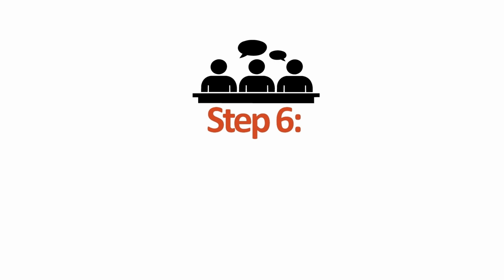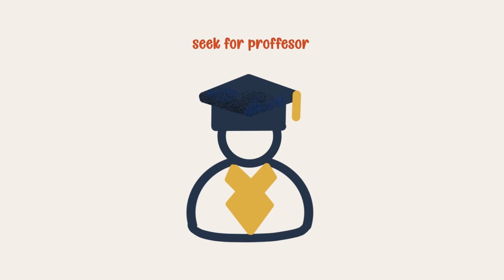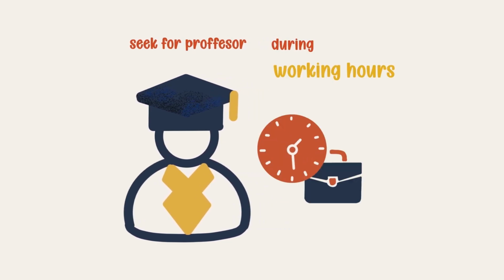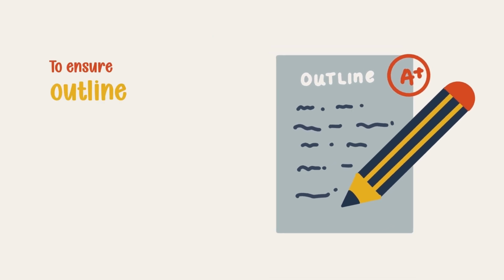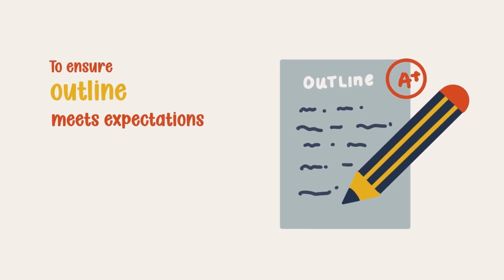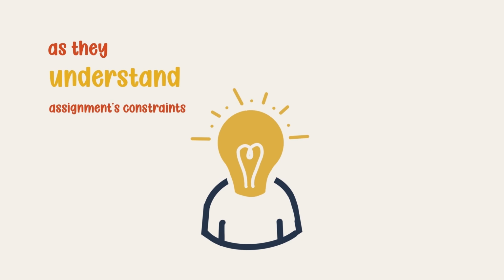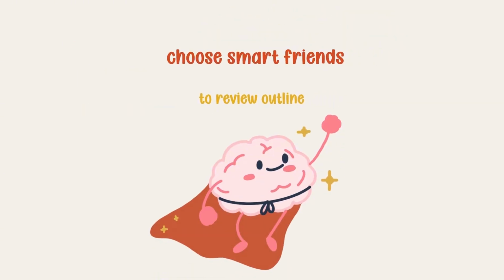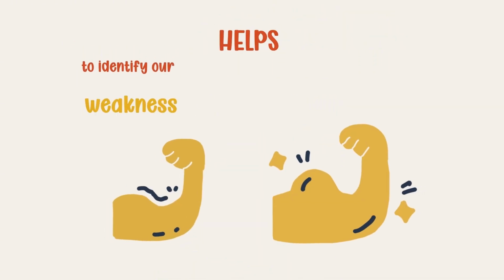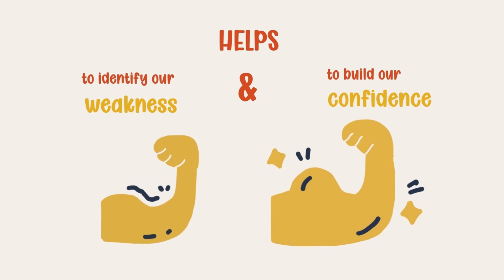Step 6. Consult an expert panel. Seek out your professor during working hours so that you can ensure your outline meets expectations. And then choose your classmates, as they understand the assignment's constraints. And choose smart friends to review the outline. It helps to identify your weaknesses and build your confidence.